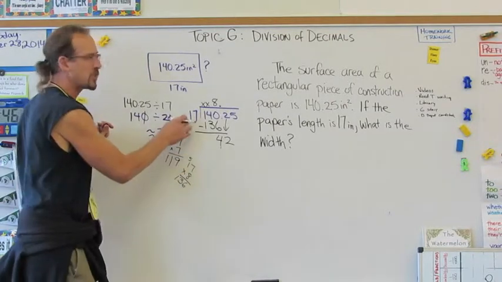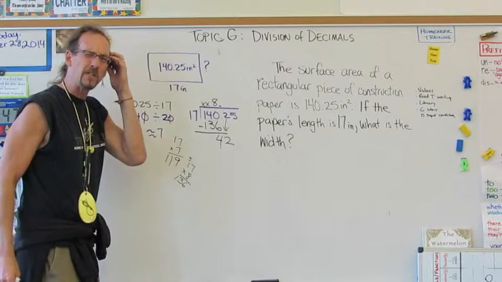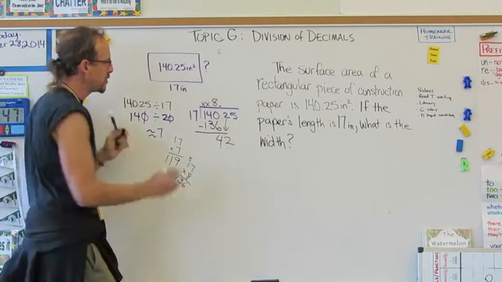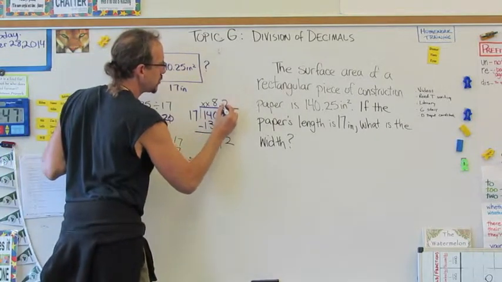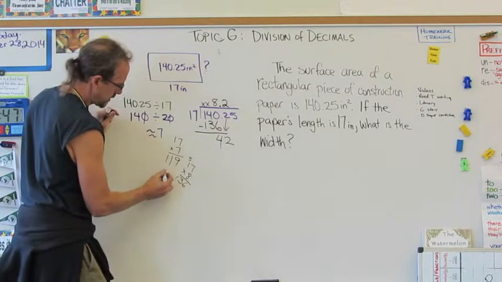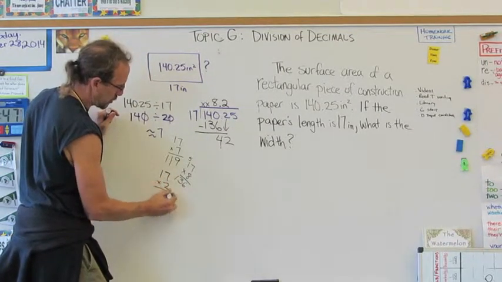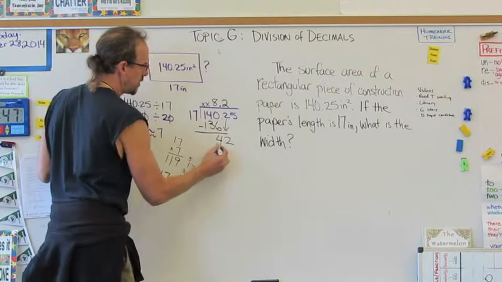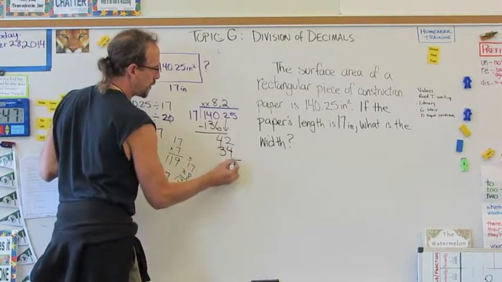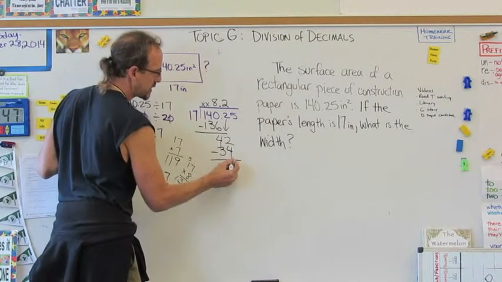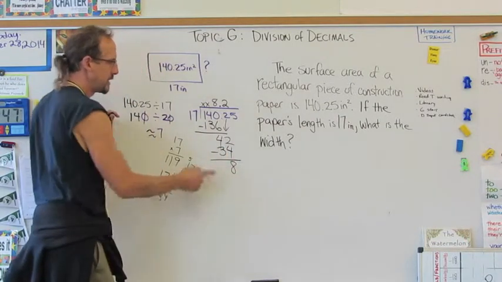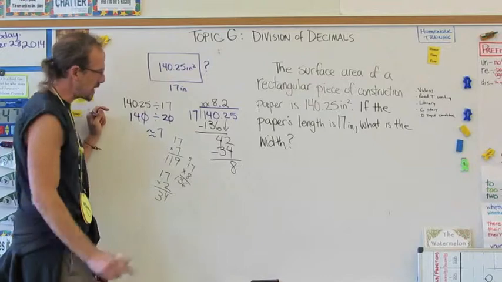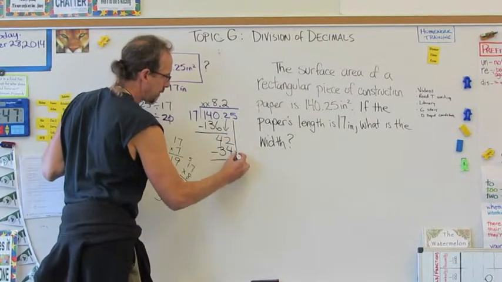And again, I'd round this off in my head. 20 into 42 would go 2 times. So I'm guessing that's going to be 2 as well. 17 times 2 is 34. Yes, that's pretty close. 34, subtracting, that would be 8. Is 8 less than 17? Yes. Then I can bring down my 5.